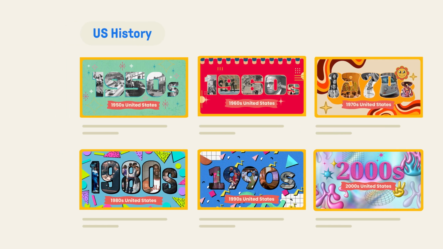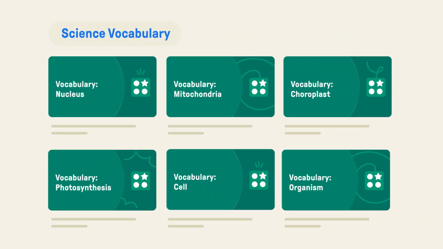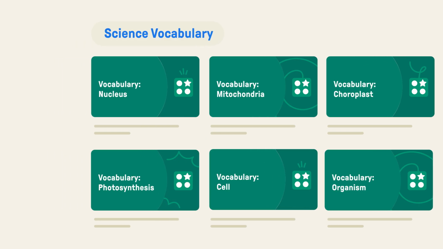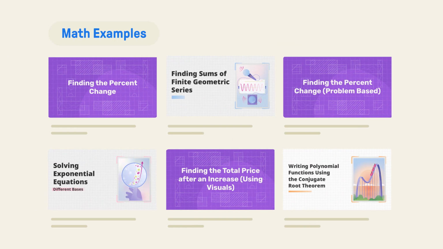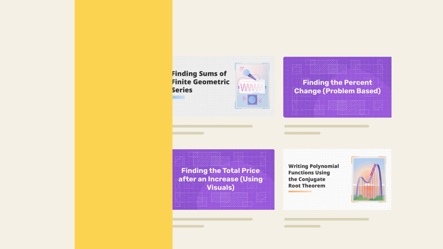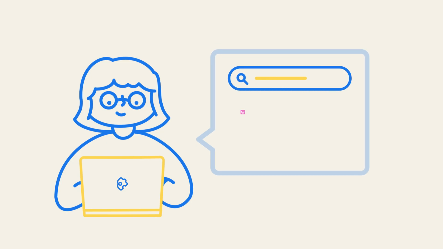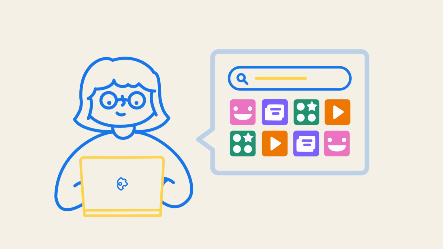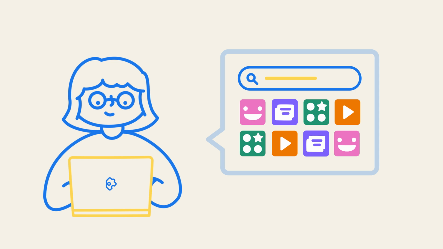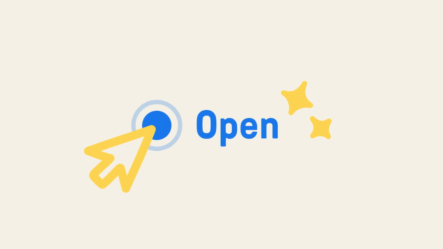For science, you could add vocabulary quizzes with multiple attempts so students can practice before a test or review before the big semester exam. In a math class, this could be sets of example problems for students to reference while they do their homework. The possibilities are endless, but these ideas only work if students can actually find and access the materials. That's where open classes come into play.